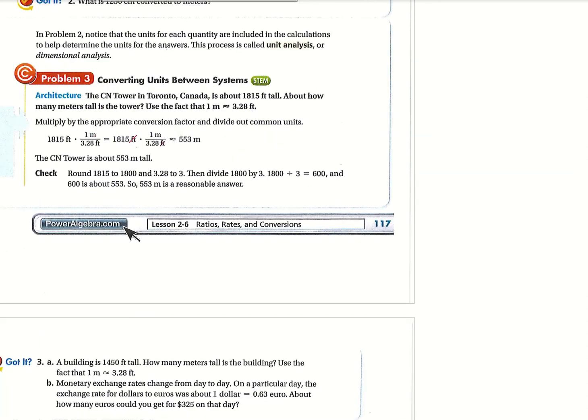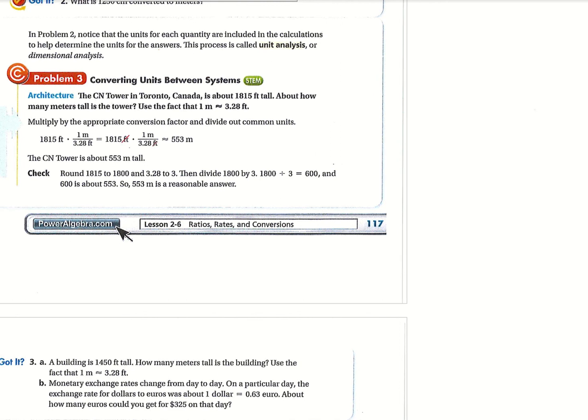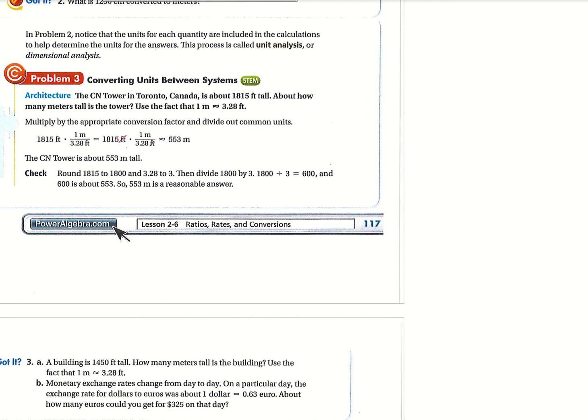All right, so we can also convert between systems. So specifically, we have feet to centimeters here, it looks like. Sorry, just kidding, not centimeters, meters. That would be a whole other problem. No, we are going to do feet to meters here. All right, so it asks you to find how many meters tall the CN Tower in Canada is if it's 815 feet tall.